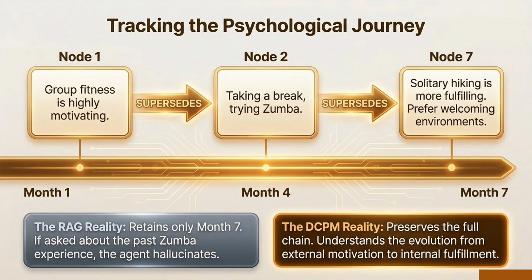The RAG reality retains only month 7, so if you ask about the past Zumba experience, the agent hallucinates. The DCPM reality preserves the entire chain. It intrinsically understands the user's evolution from external group motivation to internal solitary fulfillment.